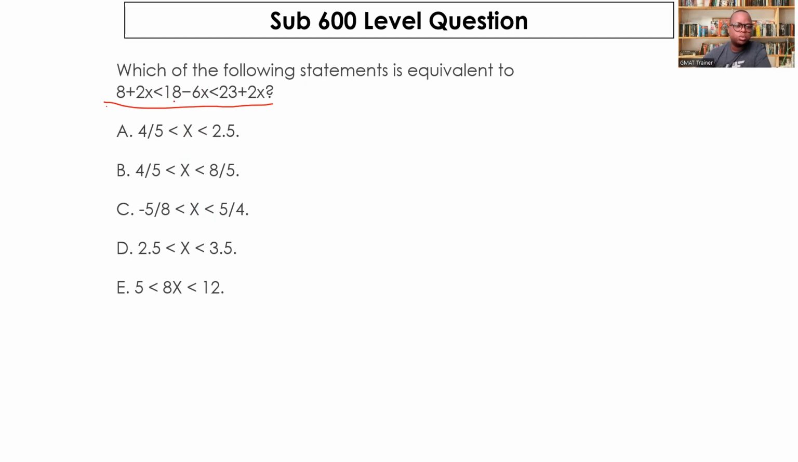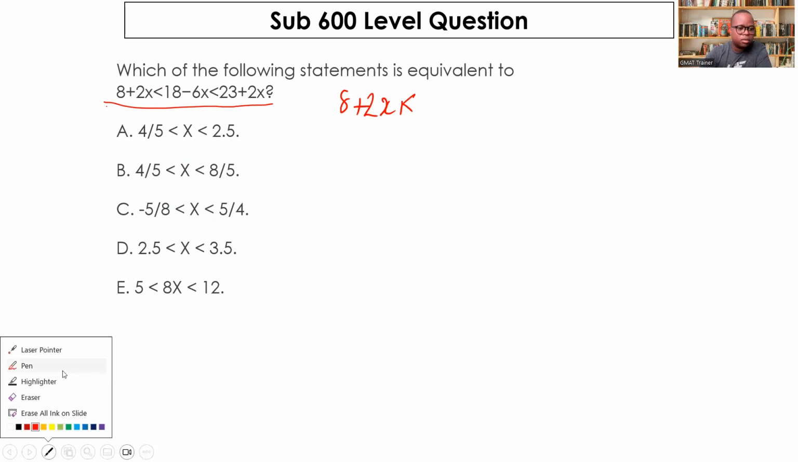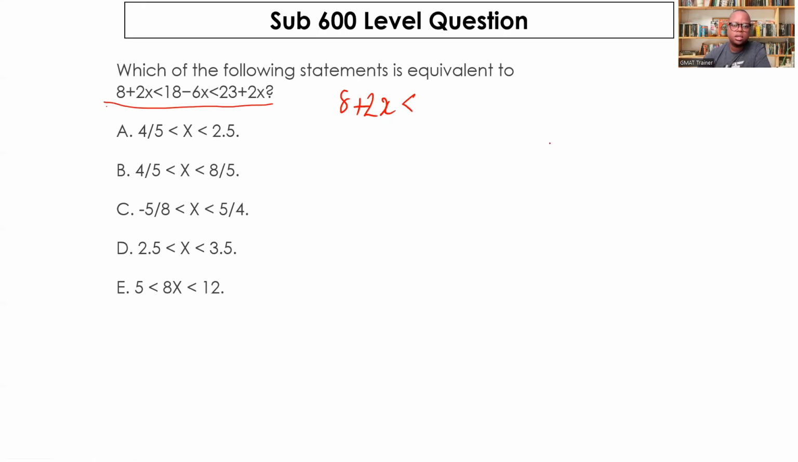To do this, you have to take them into chunks. That is 8 plus 2x is less than 18 minus 6x. So let's solve this one first. We can deal with the other part later, because as they are, we can add and subtract without having to change the inequality sign. So we can take 6x to the left-hand side and bring 8 to the right-hand side.